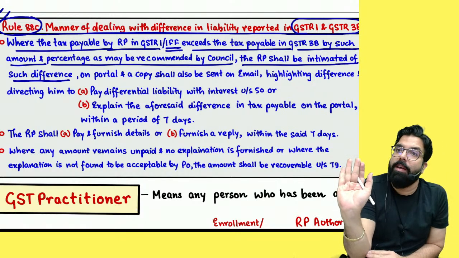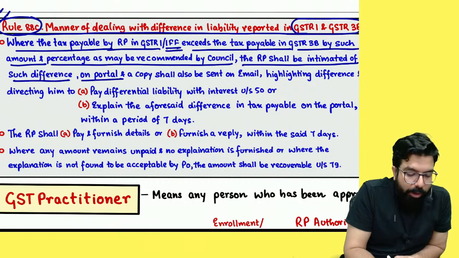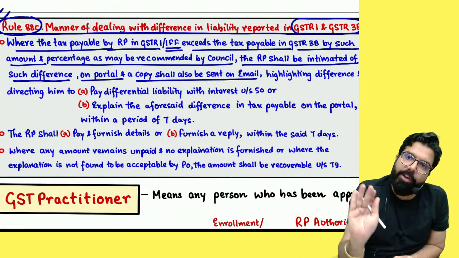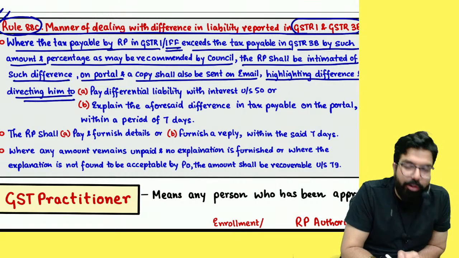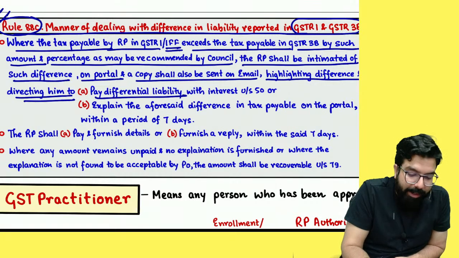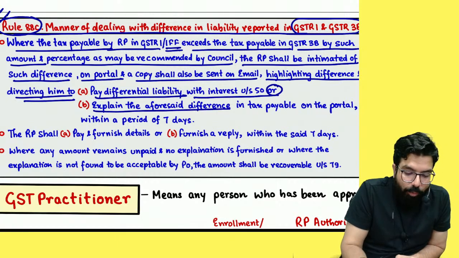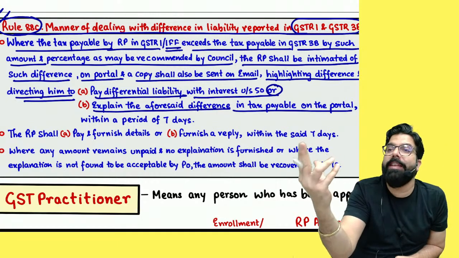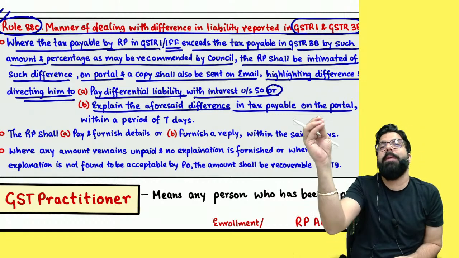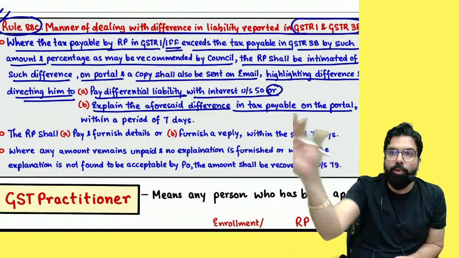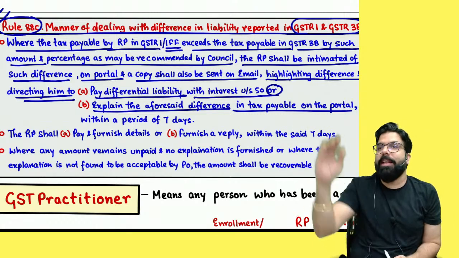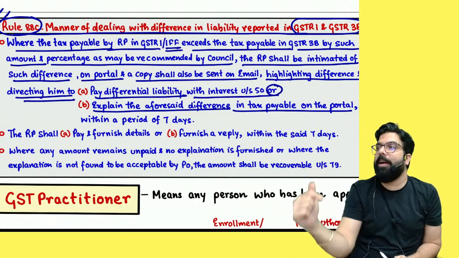You will be sent one love letter on the portal, and a copy will also be sent on your mail, highlighting the difference. It will be told to you, pay the difference along with interest, or explain the reason why there is such a difference. Then you have to say, sir, by mistake I added one more zero in GSTR 1. Whatever the mistake is, you have to say. Are we clear, everyone? Either you pay the differential or you explain the difference.